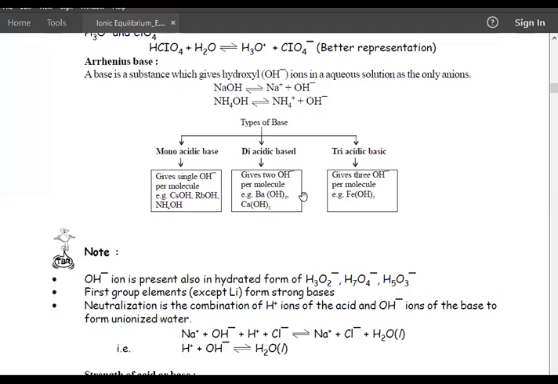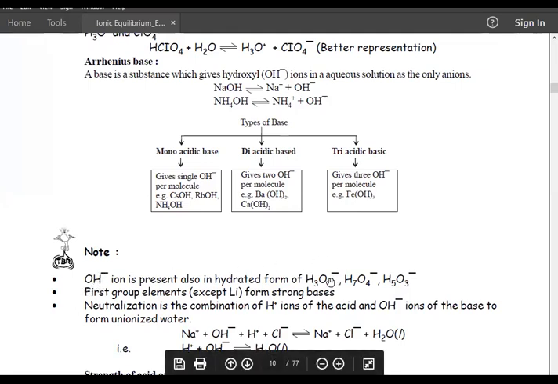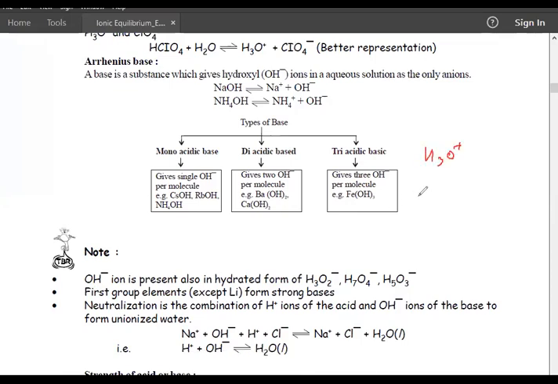So that's the case of the hydronium ion, H plus. In the case of base also, OH minus can be represented like this. Both are the same. Instead of H plus, if you see H3O plus, or instead of OH minus, if you see H3O2 minus, both are the same. This means H plus, and this means OH minus. Does anyone have any issues? Clear.